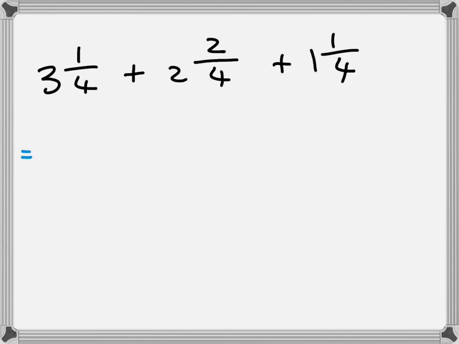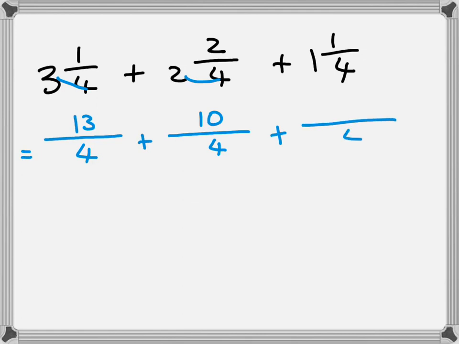First, we're going to convert them into improper fractions. So this one will be 3 times 4 is 12, plus 1 is 13. This one will be 4 times 2 is 8, plus 2 is 10. And this one will be 4 times 1 is 4, plus 1 is 5. Right, now let's add them.